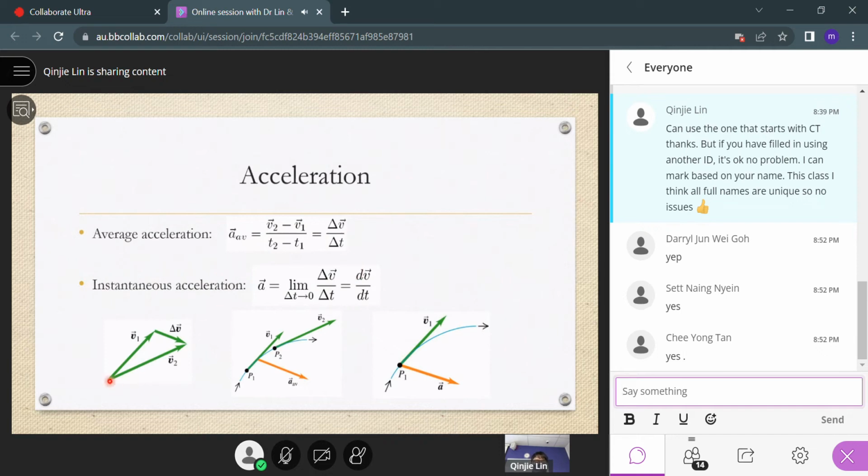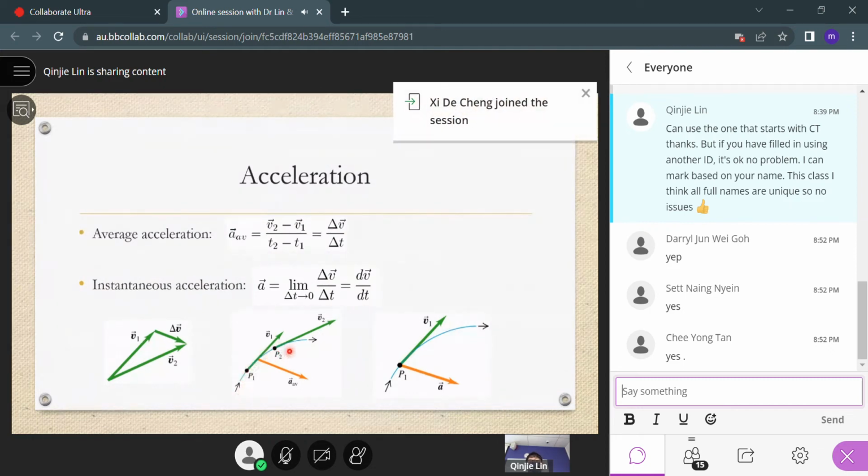Okay, so let's look at some illustrations here. So imagine this curved line, right? This is the particle that's moving along this circular line, right? So at a certain point, you are at P1. Later, after some time, you reach P2. Okay, this is a circle.